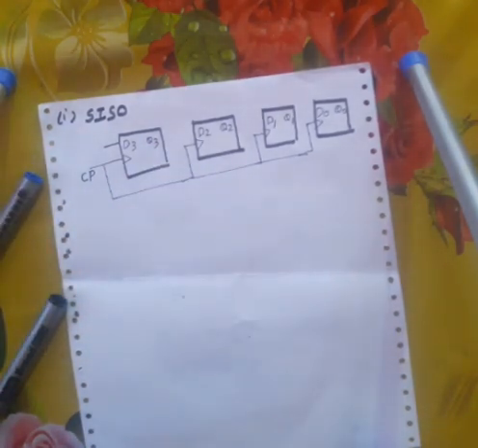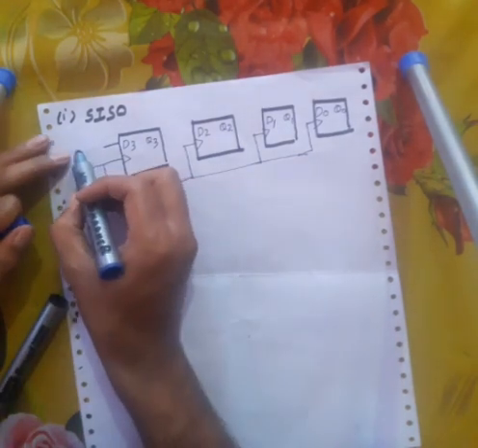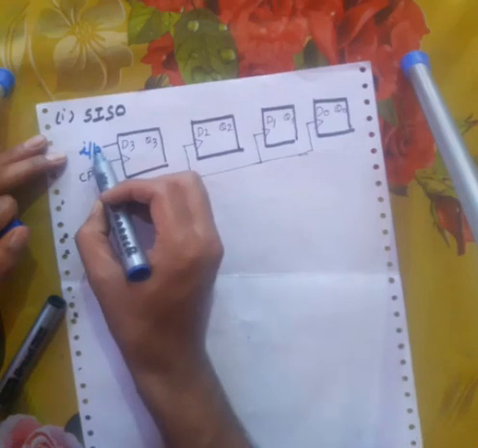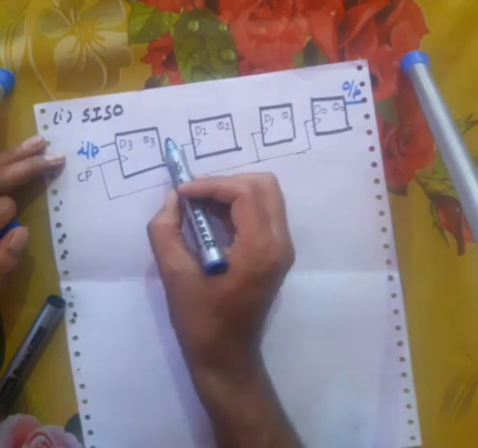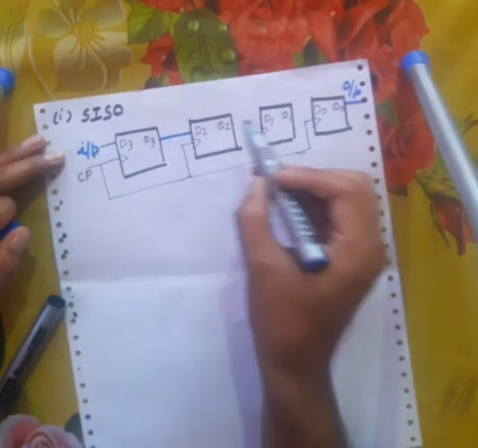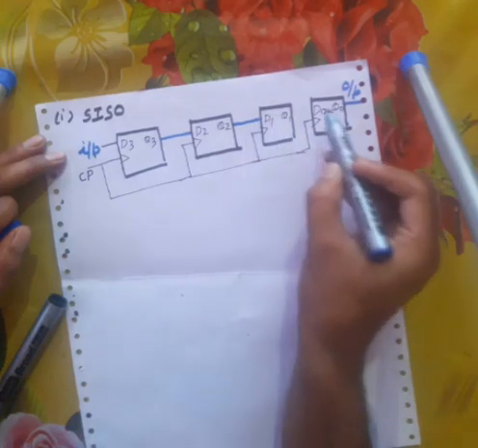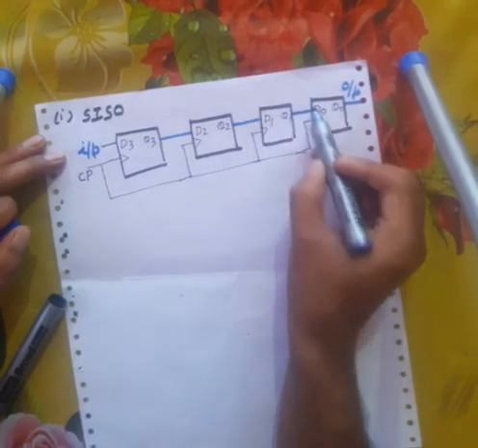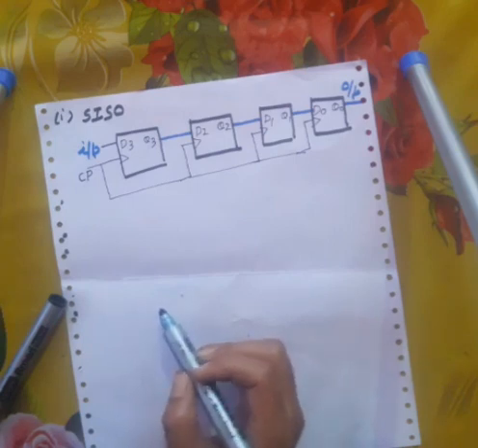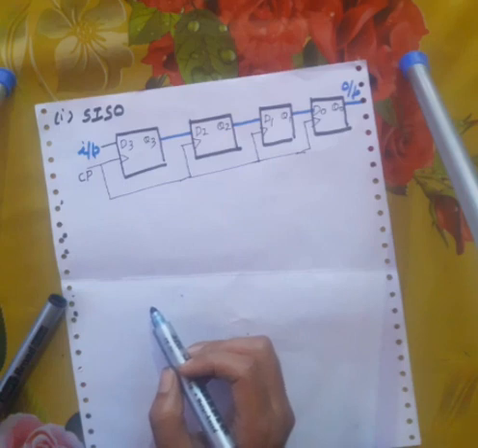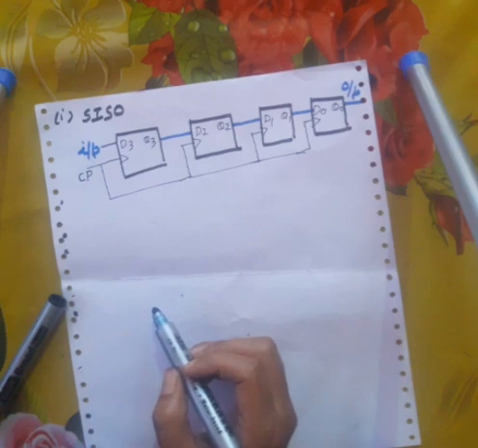Now come to serial in, serial out. In this we are giving serial input as well as we are taking serial output. We will apply input here, and I will take output from here. Now connect output of this to input of this, and so on. You know, in a D flip-flop we get the same input, Qn plus 1 equal to D, but after some delay. And you know what is the propagation delay of a flip-flop.